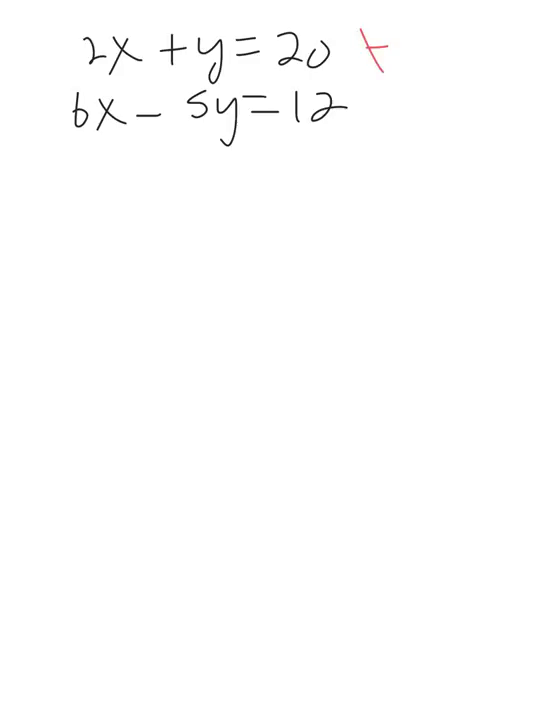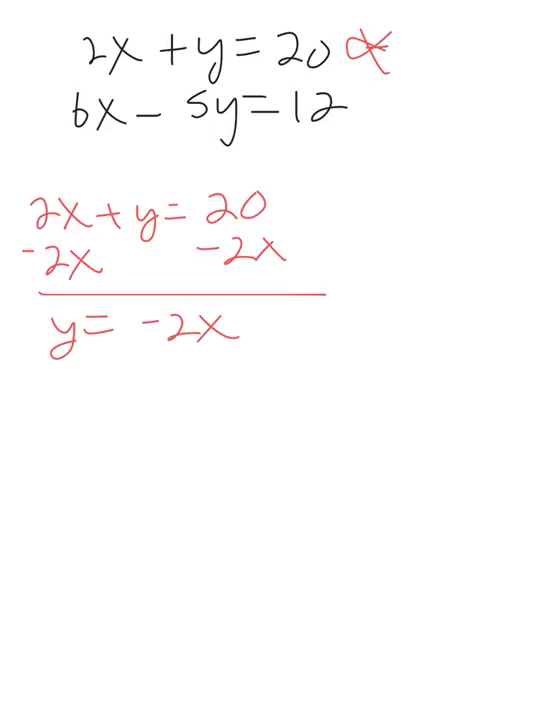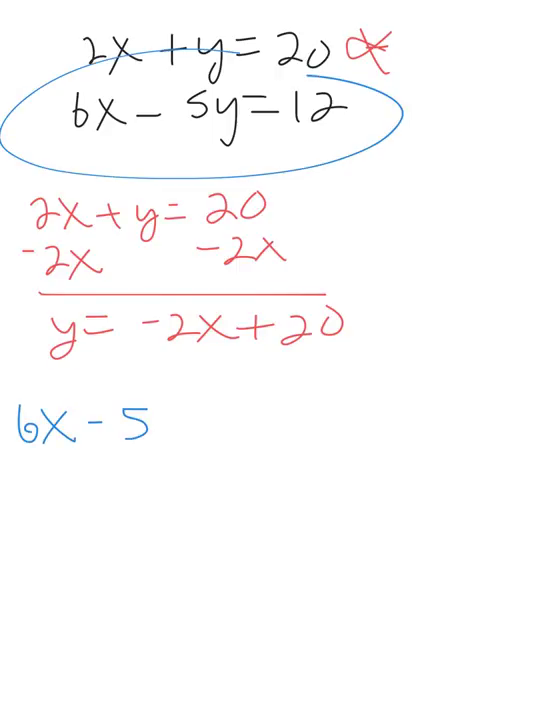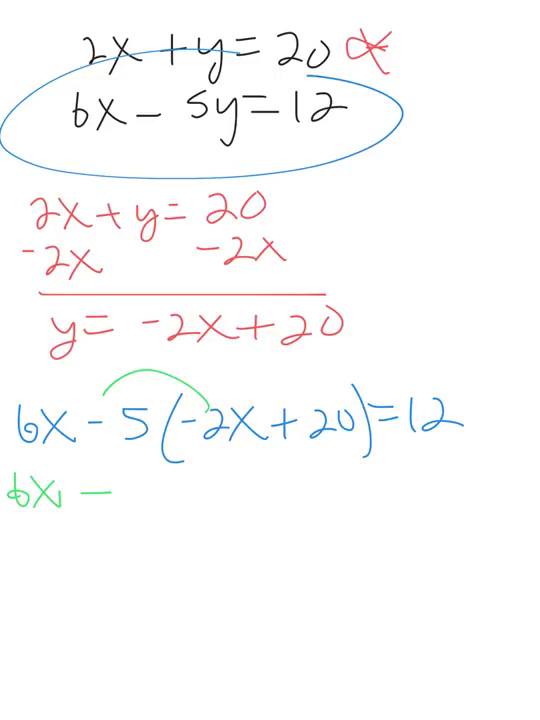So I'm going to work with this top one here to get y by itself. Now I can't divide everything by 2 because it'll just give you a fraction, but y equals negative 2x plus 20. And now I'm going to use this system, 6x minus 5 times negative 2x plus 20 equals 12. Negative 5 times negative 2x is plus 10x, minus 100.